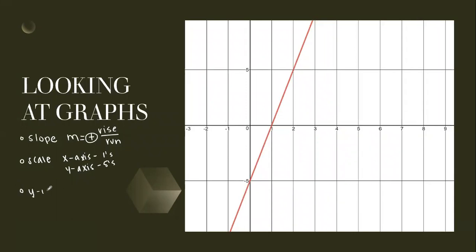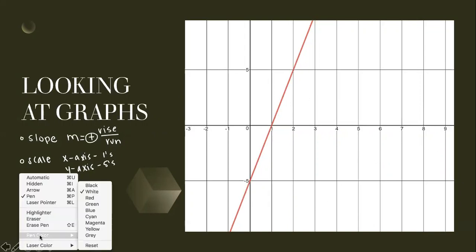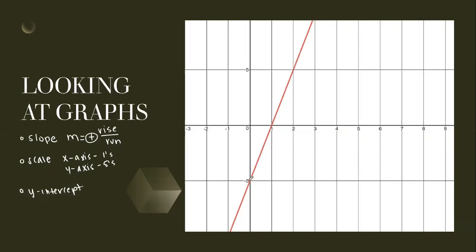My third question is, what is the y-intercept of this graph? Perfect. -5. It hits the y-axis right here at -5. So B equals -5. There's my y-intercept. Now let's find the slope.